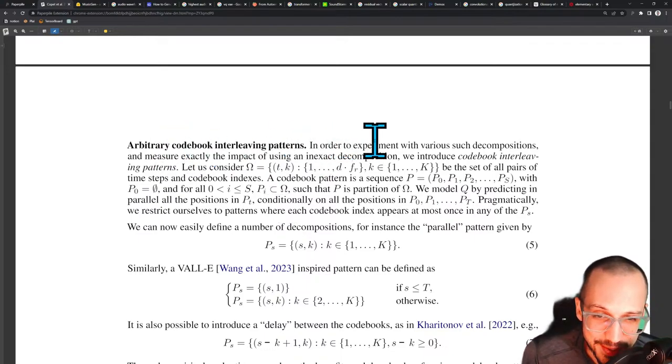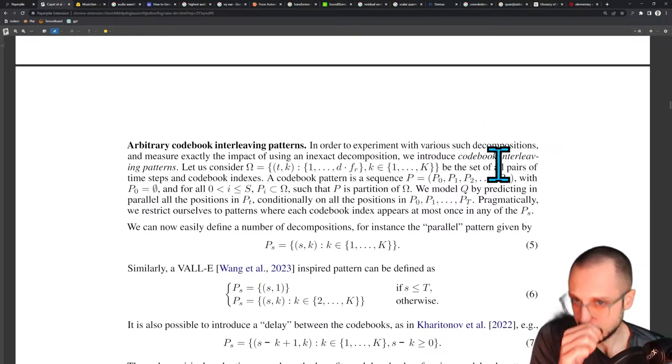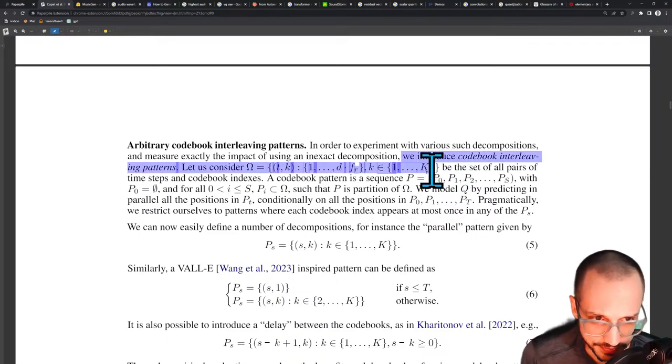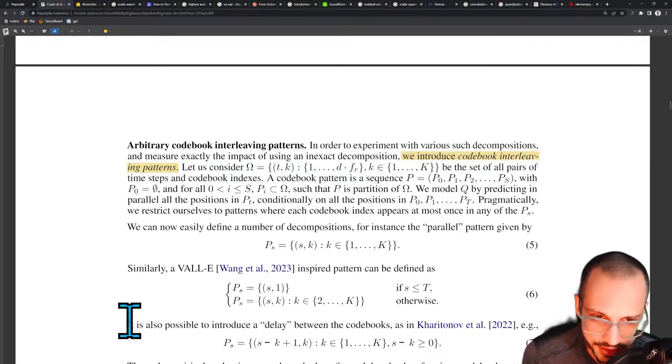In order to experiment with various such decompositions and measure exactly the impact of using an inexact decomposition, we introduce codebook interleaving patterns. Possibly the worst name I've ever heard of.